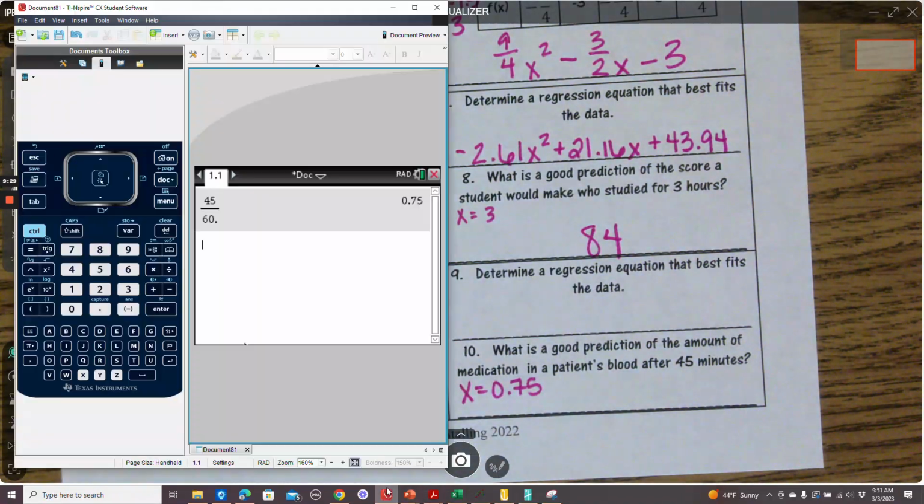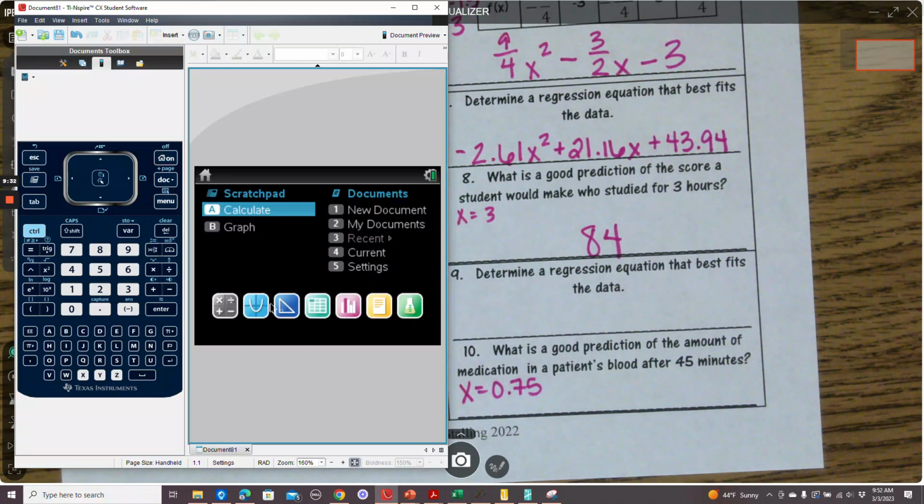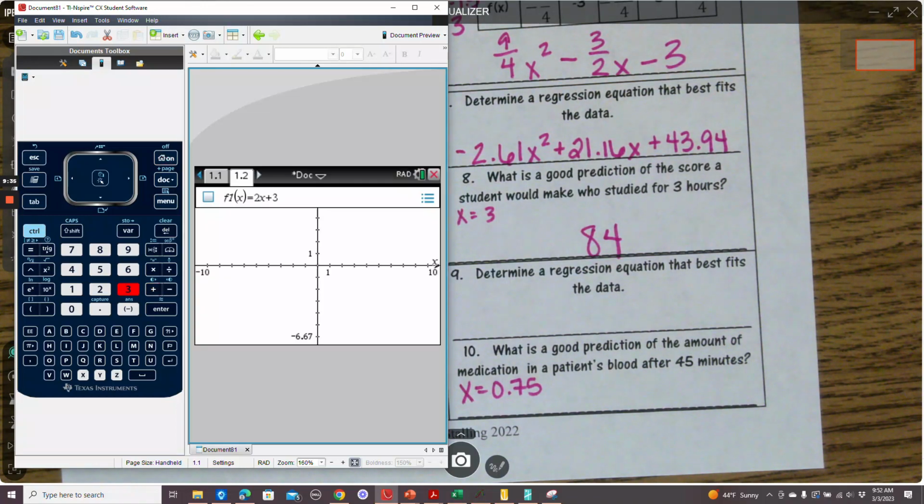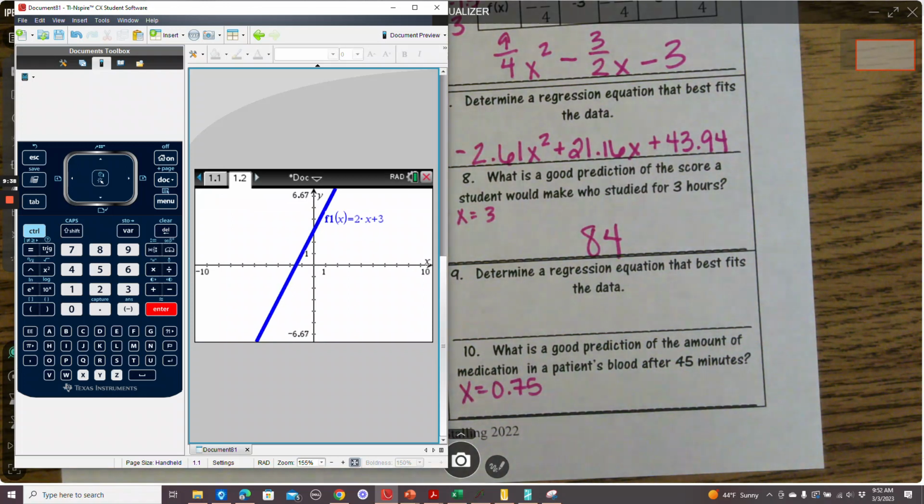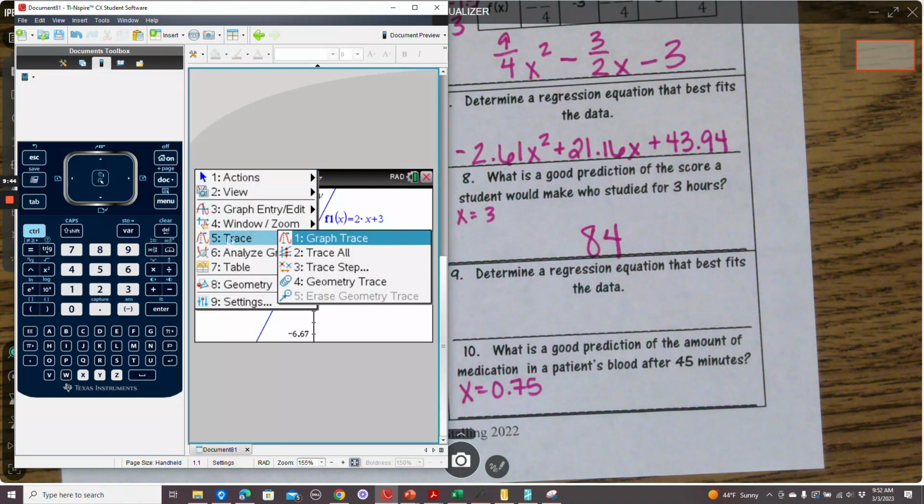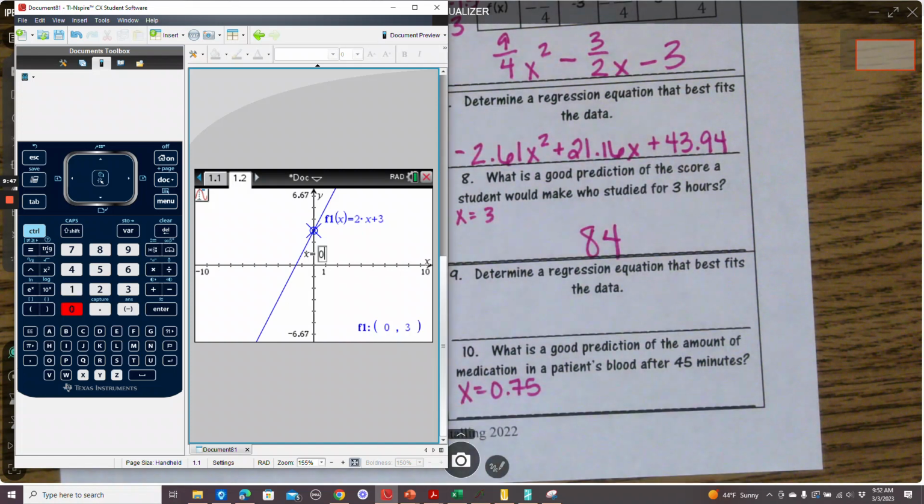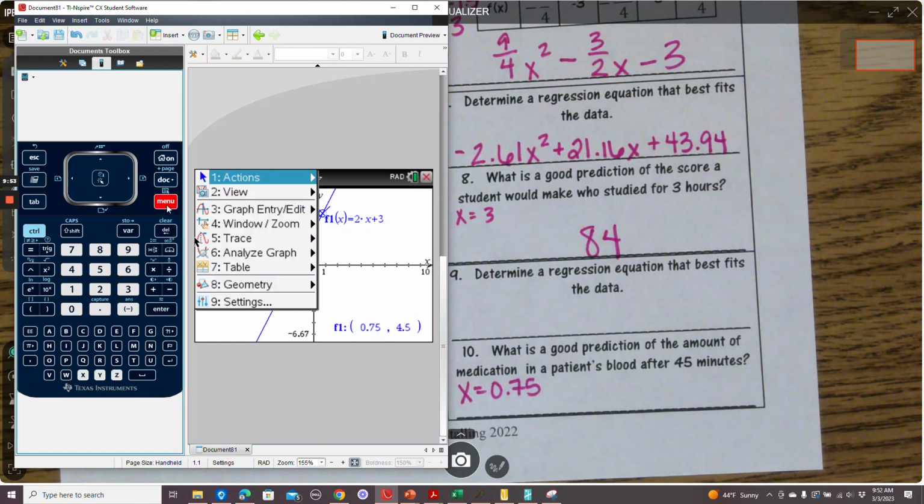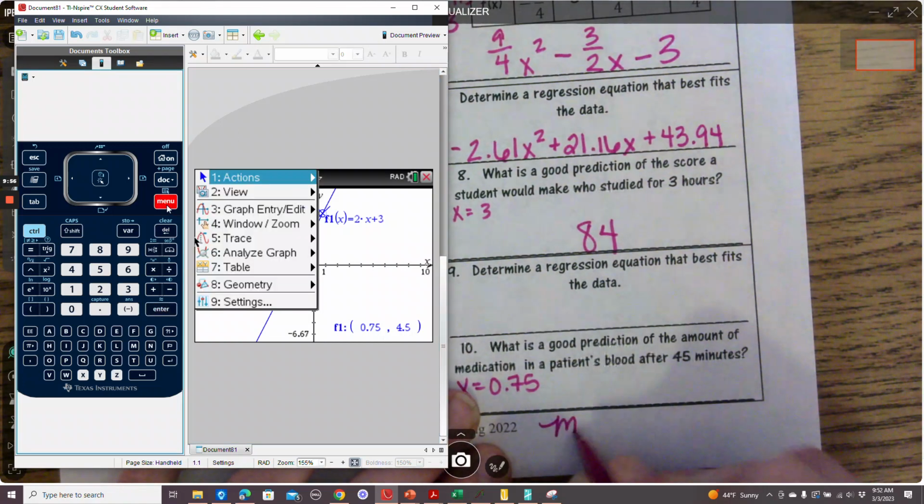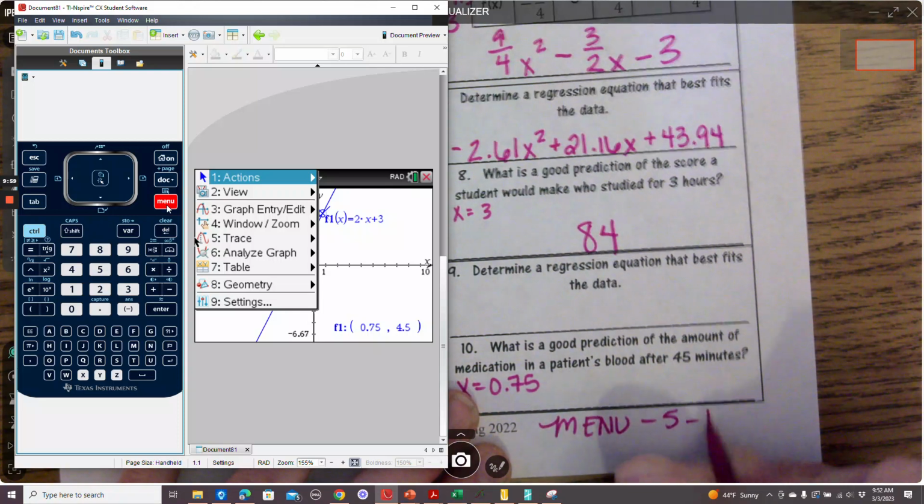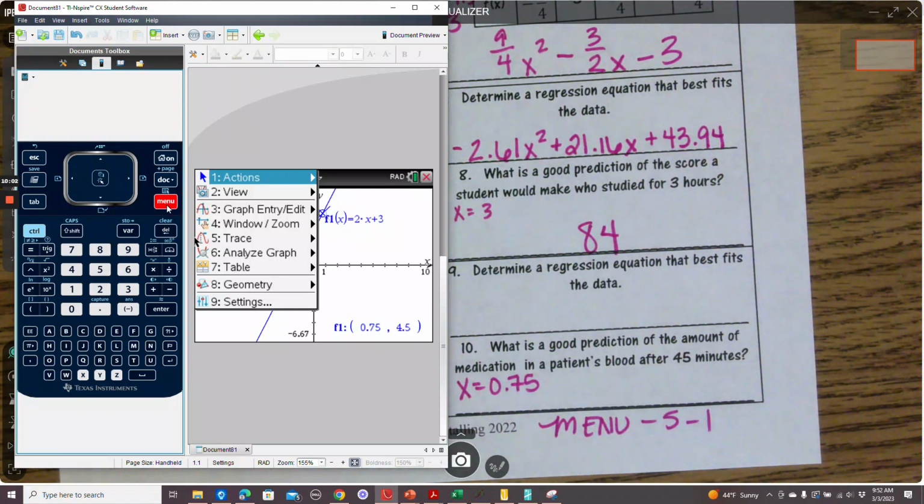So what you can do when you're in your graph, let me just graph something really quick so we've got something in here. You know how I went to the table? What you're going to do is you're going to go menu 5, 1, and then you're going to type this in, 0.75, and hit enter. And it will give you your answer down here. So menu 5, 1 is called the trace feature on a graph. You can type any X value in and it'll take you to that point on the graph, and it will give you the Y coordinate. So it's a pretty cool feature again of those calculators.